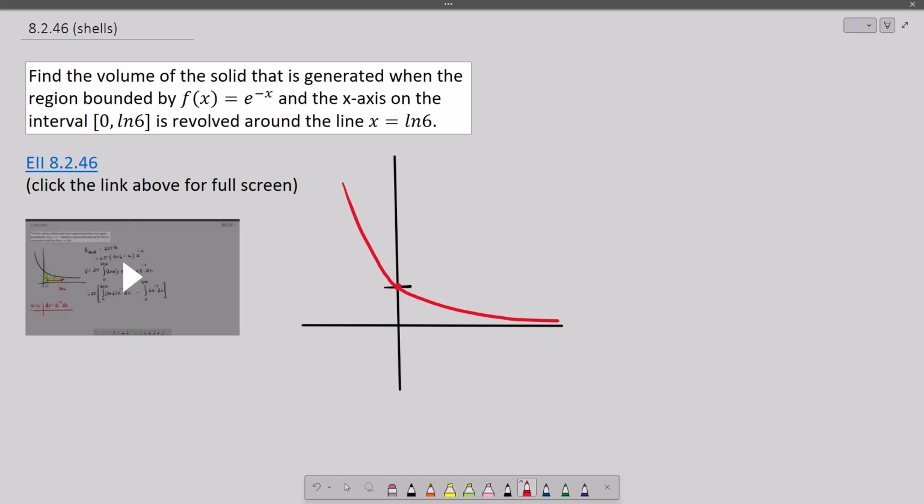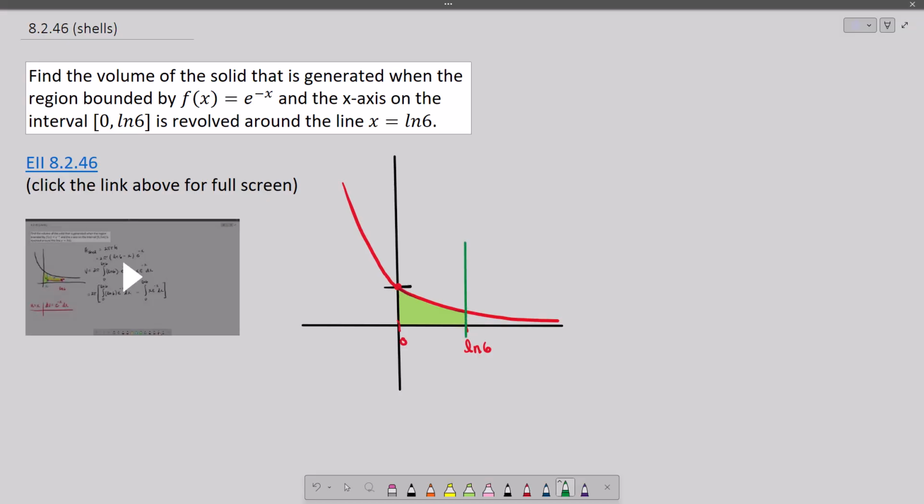And then it tells us that we want to go from 0 over to natural log of 6. Who knows what natural log of 6 is? Doesn't really matter. We just know that it's to the right of 0. So then we have this region right here that we are looking at. And they tell us, find the volume of the solid generated when the region bounded by exponential decay and the x-axis on this interval is revolved around the line x equals natural log of 6.